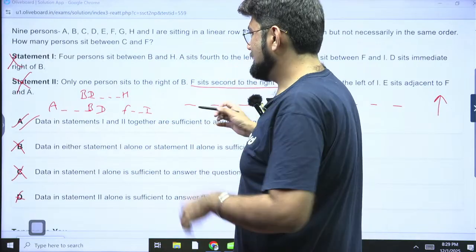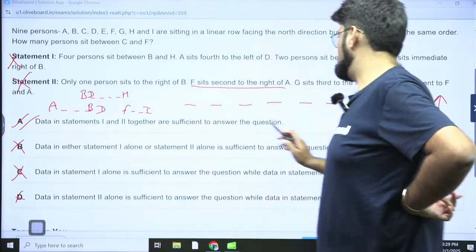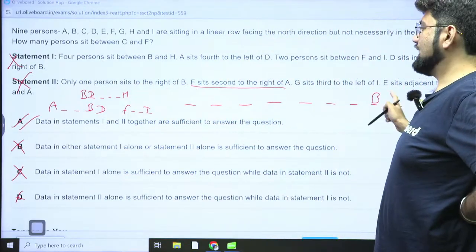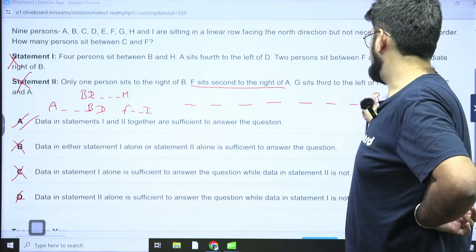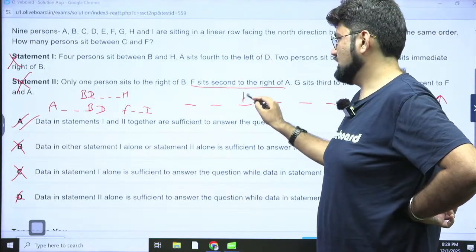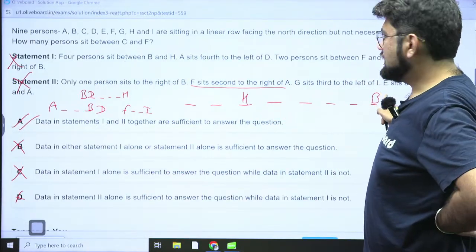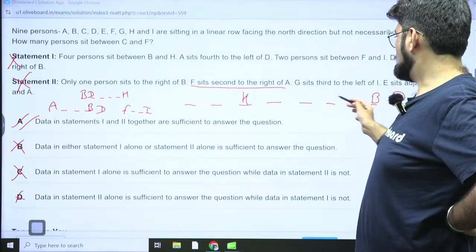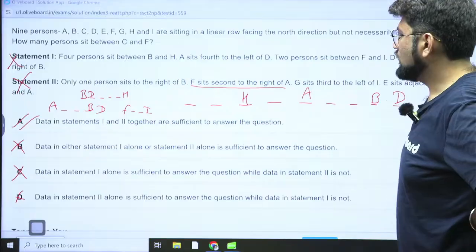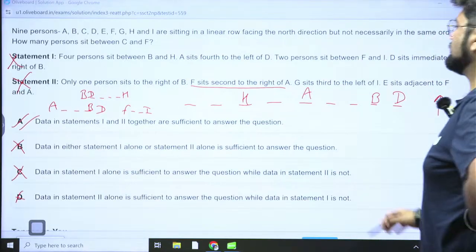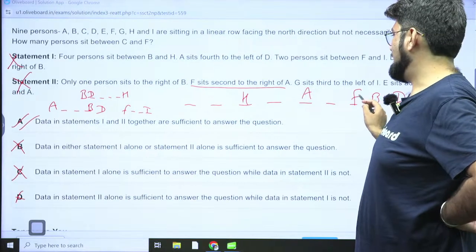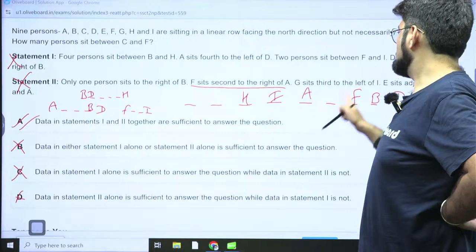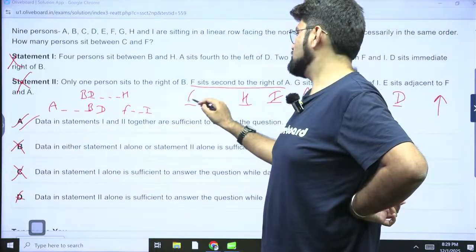So let's solve it. Only one person sits to the right of B. That means B is sitting here. Now the moment I get this, I know that there are 4 people between B and H. So 1, 2, 3, 4. H is here. D is immediately to the right of B, so this is D. Between D and A there are 3 people, so 1, 2, 3, A is here. Okay, and F sits second to the right of A, so this is A, this is F. F and I have 2 people in between them, so I is here. G sits third to the left of I, 1, 2, 3, G is here.